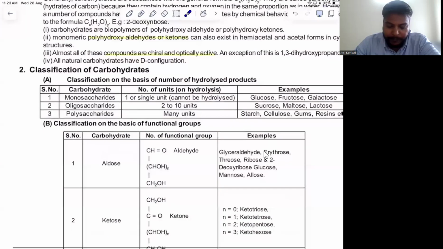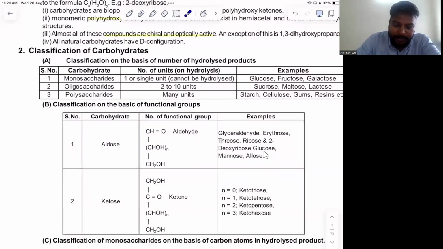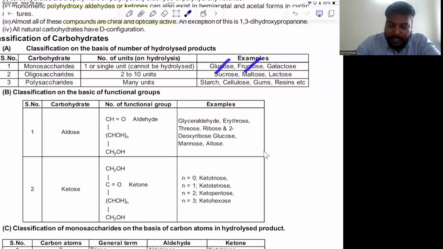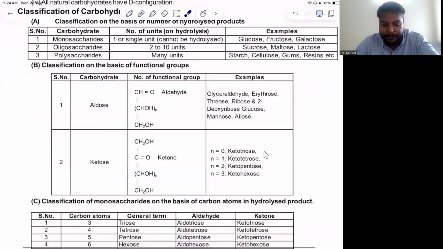By classification, carbohydrates can be monosaccharides, oligosaccharides, or polysaccharides. Monosaccharide means a single unit which cannot be further hydrolyzed. Oligosaccharide is 2 to 10 units. Polysaccharide is more than 10 units. Glucose, fructose, galactose, mannose, ribose are examples of monosaccharides. Sucrose, maltose, lactose are disaccharides. Starch, cellulose, gums, resins, etc. are all polysaccharides.